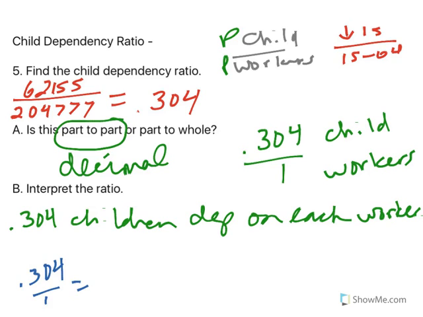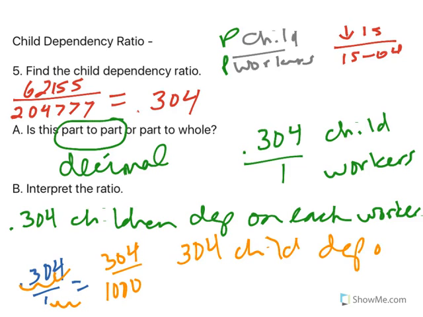0.304 over 1. If I move this decimal 2 places, well, let's move it 3 places, just to make it 304. Move this decimal 3 places, I get 1,000. So there are 304 children dependent on 1,000 workers. That at least makes it a little bit easier to think: I have 1,000 workers, and those 1,000 workers are supporting 300 children. Well, 304 children to be exact. Okay, so that's what these dependency ratios are about. They're talking about how much these workers are supporting.